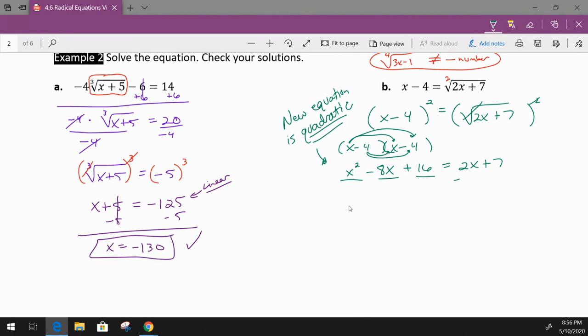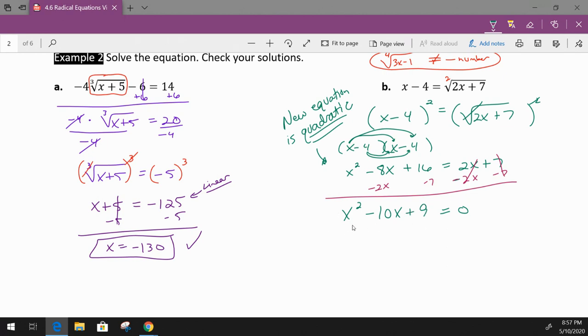But I am going to subtract 2x to both sides of the equation, and I'm going to subtract 7 to both sides of the equation. So that these terms will eliminate each other, and you get 0 here on the right side. So now our new equation will be x squared minus 10x plus 9.